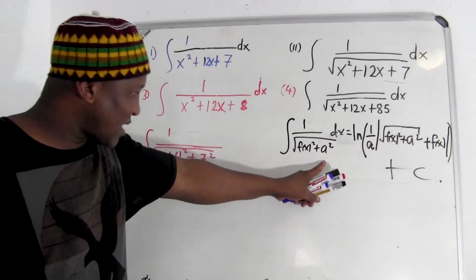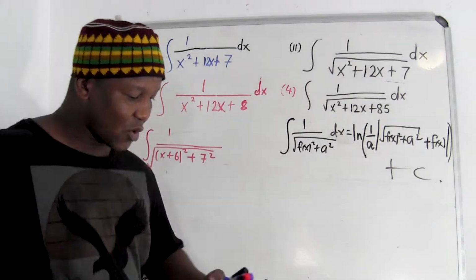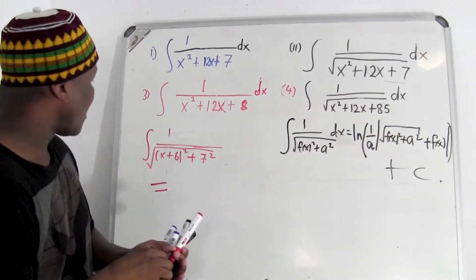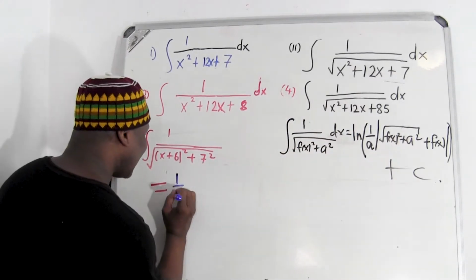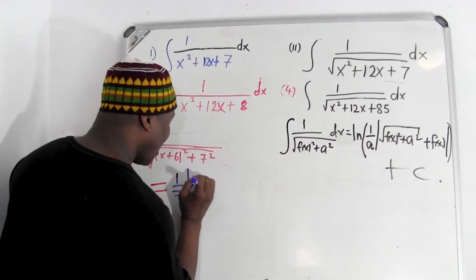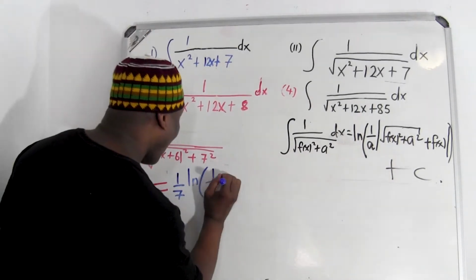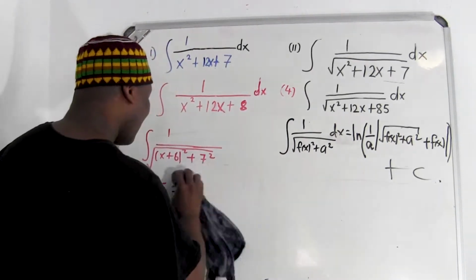You got your function plus a square, and then we have a root. You see? So now we say 1 over a. What is a? A equal to 7. It's going to be 1 over 7. And then we have a ln, and then we open the bracket, and then you say 1 over, oh, wait, I'm wrong. Ln is not 1 over a. I was very wrong. I apologize.